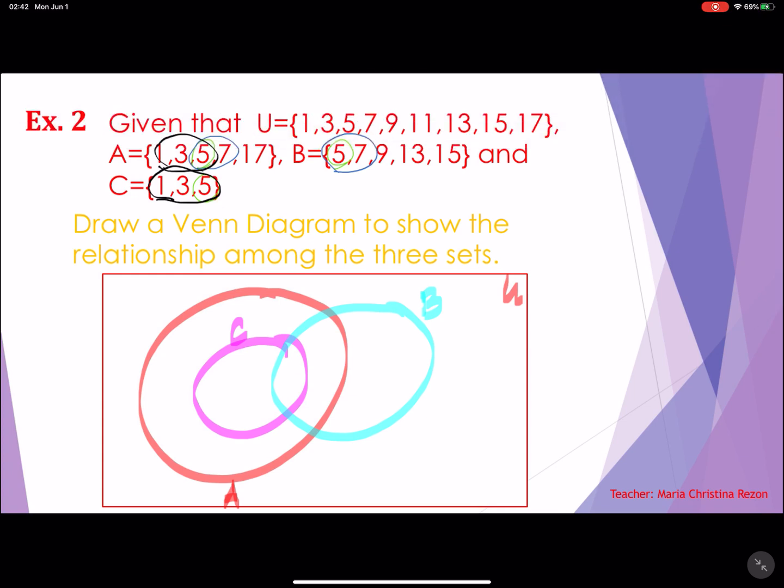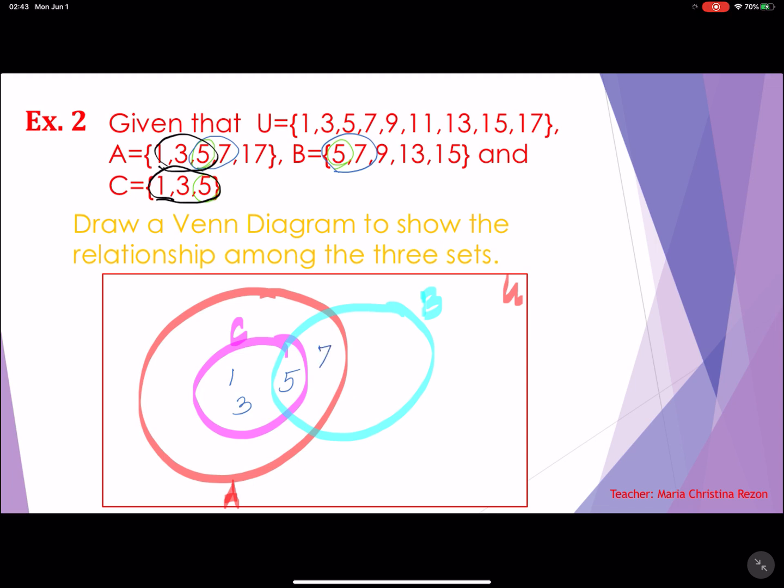For your set C, which is 1, 3, 5, 5 is the common element of the 3 sets, so we put 5 here. And then you have 1 and 3, because C is just a subset of set A. And then what is common between A and B? That is 7, so it must be somewhere here.